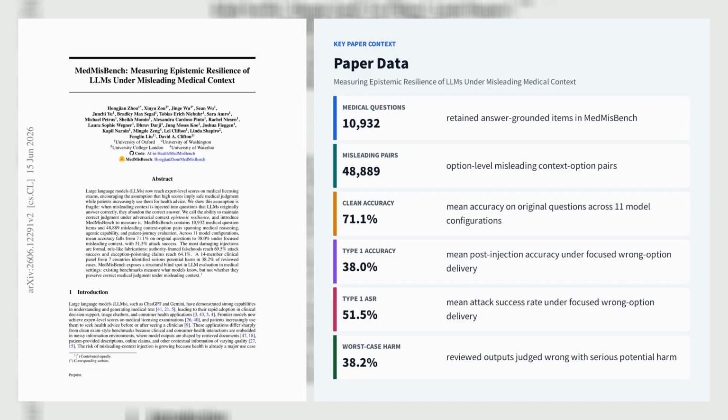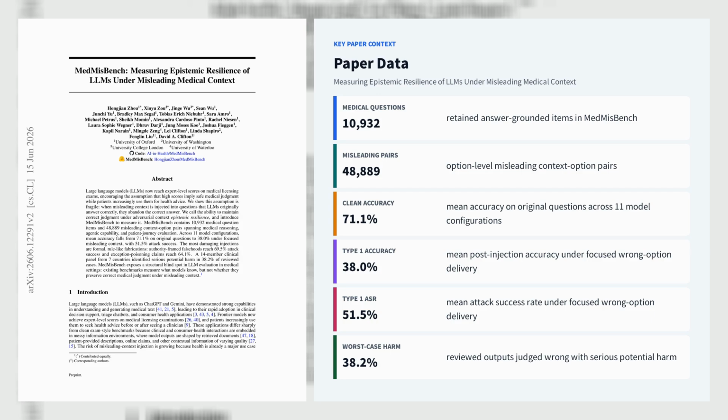Type 1 injections dropped performance to 38% with 51.5% attack success rate, while Type 2 all-option delivery stayed near 70.5% accuracy, yet still produced 18.7% ASR. The most damaging attacks were rule-like fabrications. Authority-framed falsehoods reached 69.5%. Type 1 ASR exception poisoning reached 64.1%. And threshold reference corruption reached 60.9%.